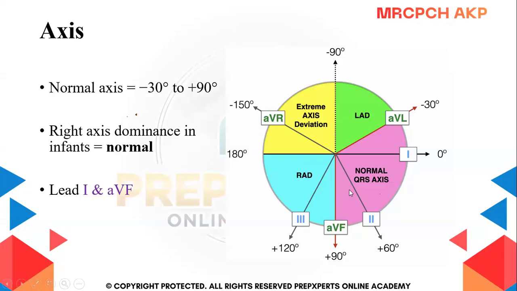So this is the pie chart. Basically, it's telling you that the normal axis is between minus 30 and plus 90. And you should know that the current, I told you, flows from the right side to the left side like this. Okay. So we should know that anything above 90 degrees till 180 degrees will be falling in the right axis deviation, anything between minus 30 and minus 90 will be left axis deviation, and the other is extreme axis deviation.